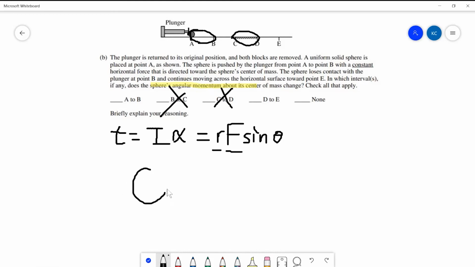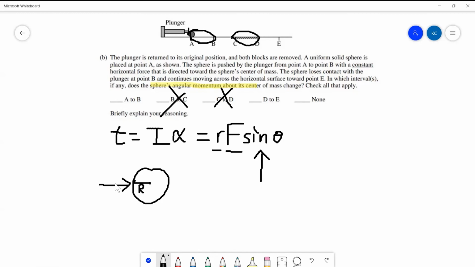Let's draw the ball, and here's the center of mass. The plunger exerts the force horizontally towards the center of mass. And R is the distance from the center of mass to the contact point. So this distance is R. Now, since there's a force and there's an R, you might wonder if there's a torque. However, there's one more component to the equation, and that is sine theta.